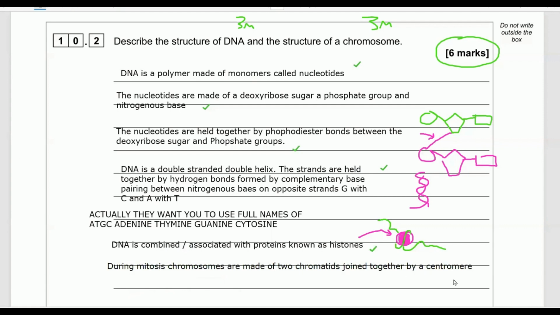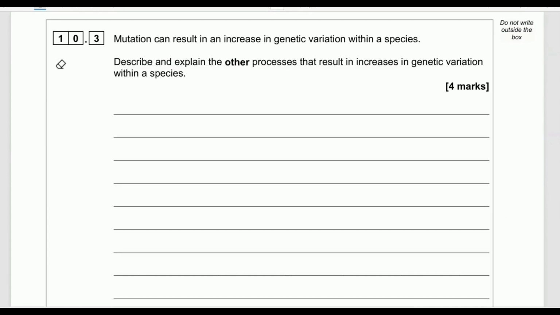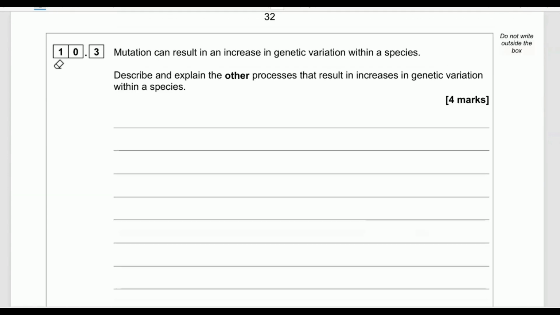So during mitosis, chromosomes, just a tiny little bit on chromosomes here. You only get like 2 marks for chromosomes, just mentioning that they're made up of chromatids and they have a centromere. I mean, yeah, bit of a bummer, that part of the question, but there we go. Mutation can result in an increase in genetic variation within a species. Describe and explain other processes that result in increases in genetic variation within a species.